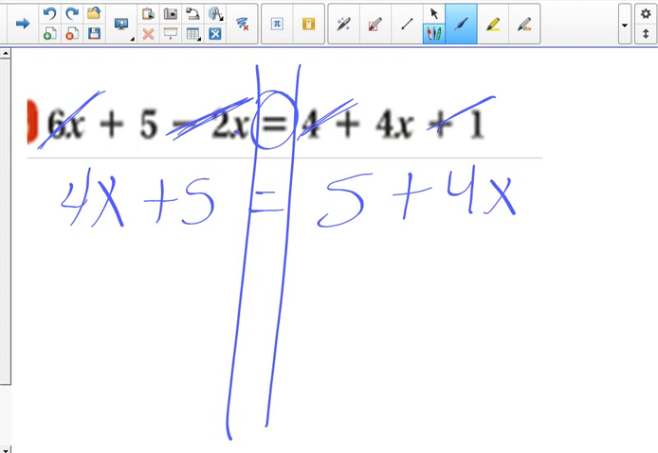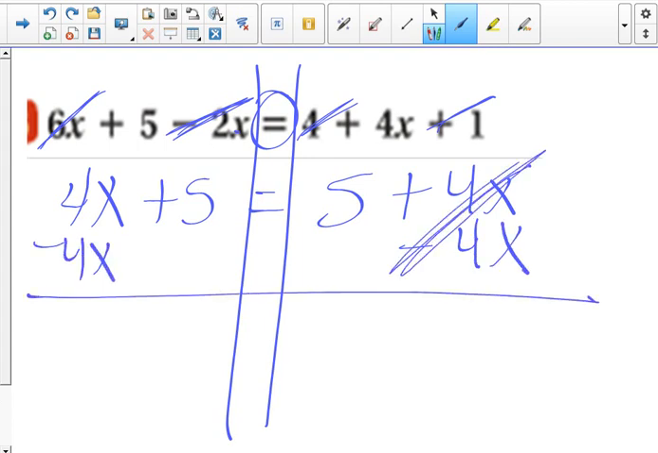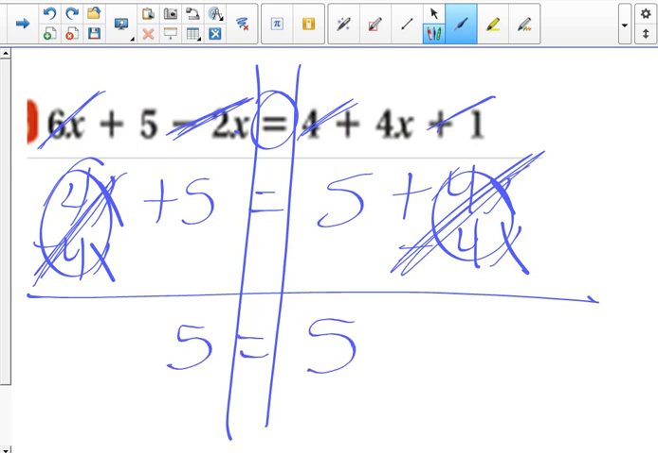Now I'm going to try to put my variables on the left and my numbers, everything else on the right. So let's get rid of this 4x. So subtract 4x, subtract 4x. And let's do that first. So that goes to 0, and that one's going to go to 0. So let's carry down what's left. 5 equals 5. Is that a true statement?